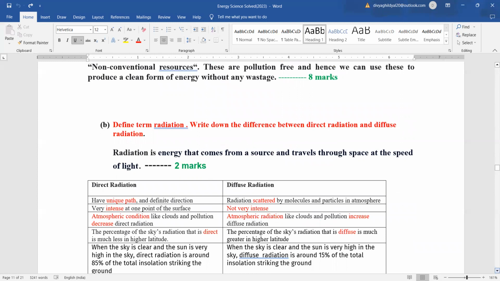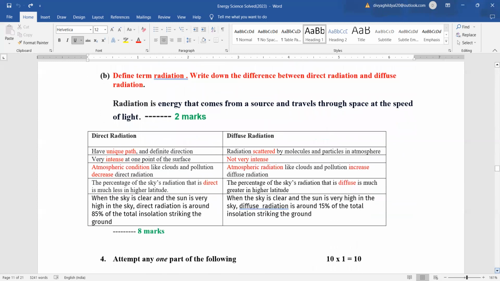Discuss the term radiation and discuss the difference between them. For defining radiation, you get 2 marks, and for discussing the difference between direct radiation and diffuse radiation, you get 8 marks. So radiation is energy that comes from a source and travels through space at the speed of light. You can also say electromagnetic energy.